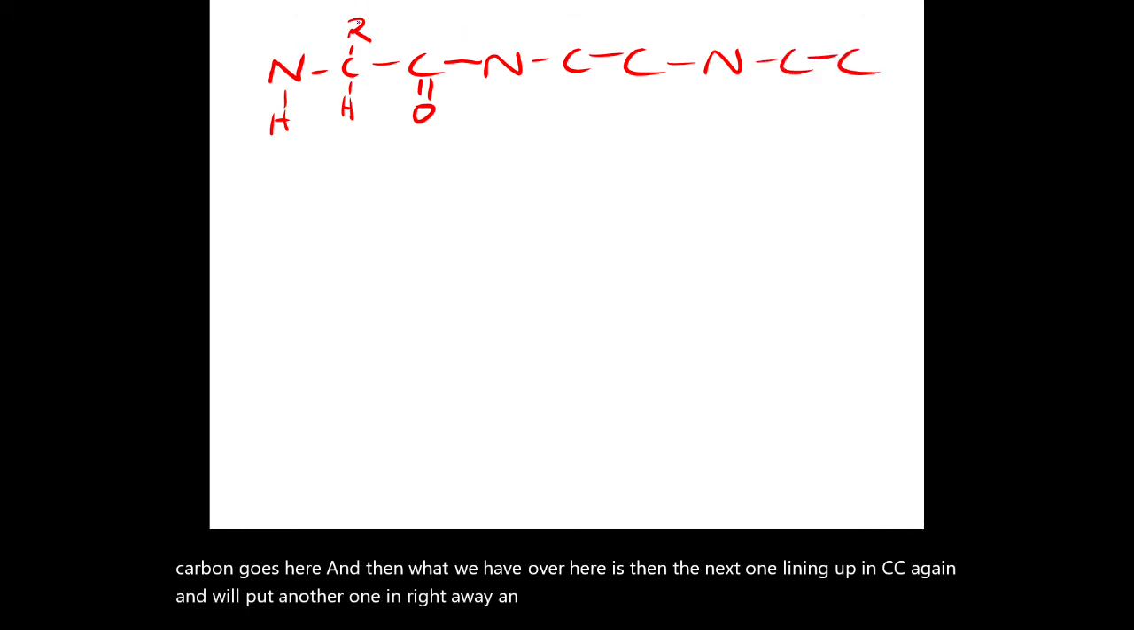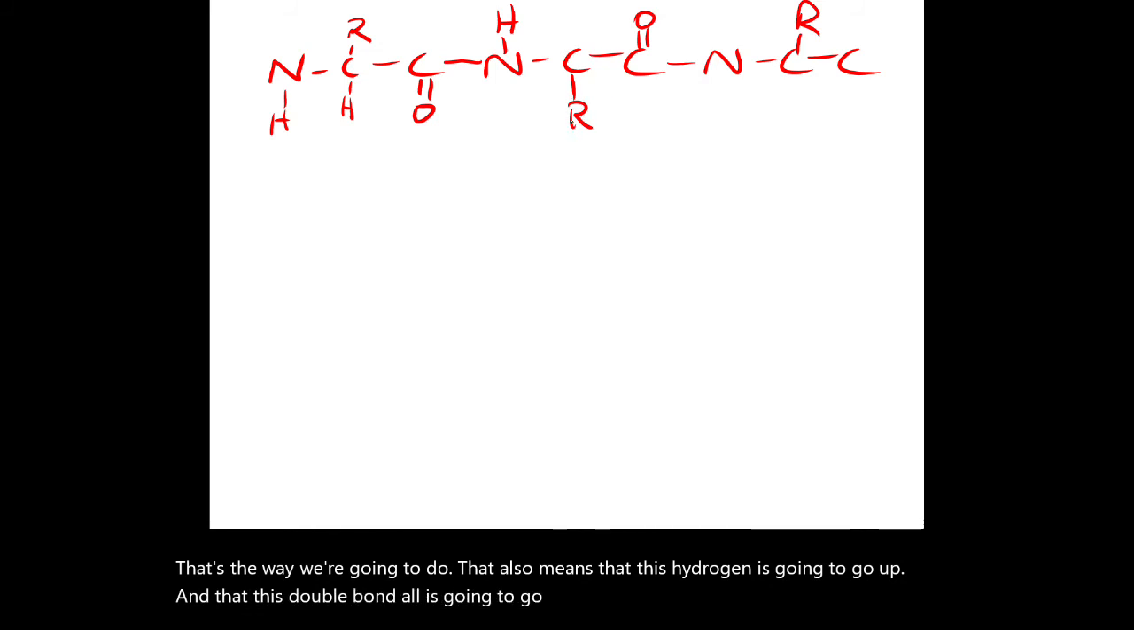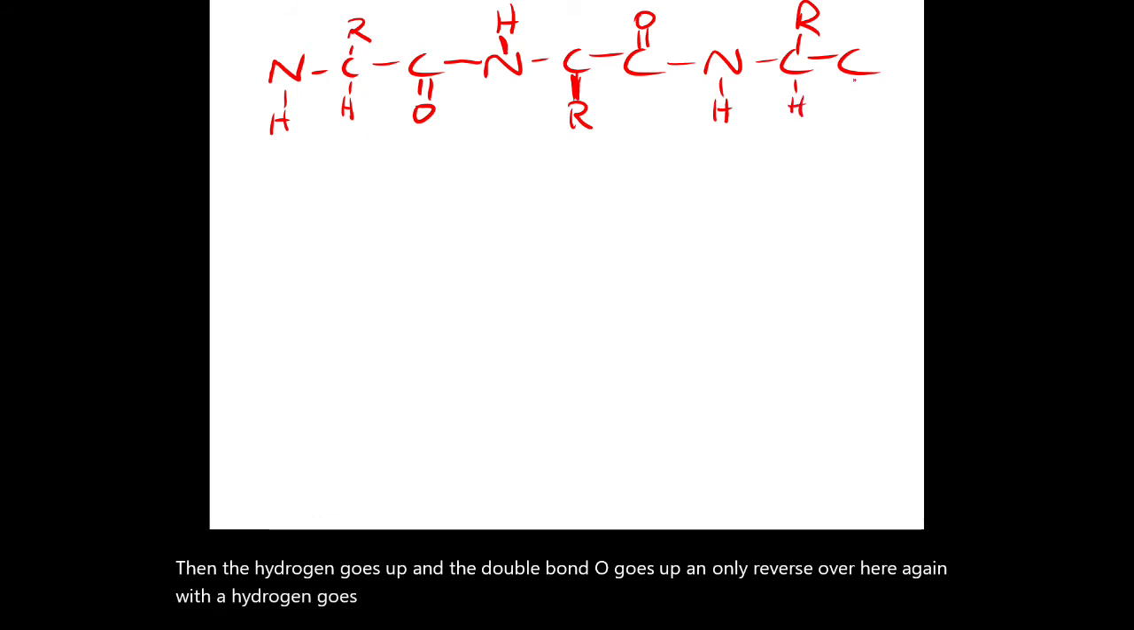Now, if this R group goes up, the next one has to go down, so they flip-flop, and then the next one has to go up. That's the way we're going to do that. That also means that this hydrogen is going to go up, and that this double bond O is going to go up. So anytime the R group faces down, then the hydrogen goes up, and the double bond O goes up. And then the reverse over here again, where the hydrogen goes down, and the double bond O.